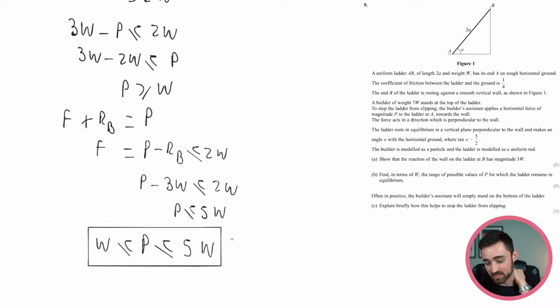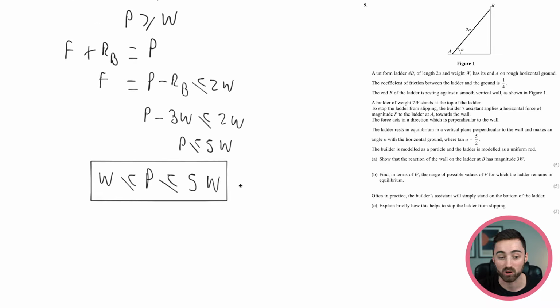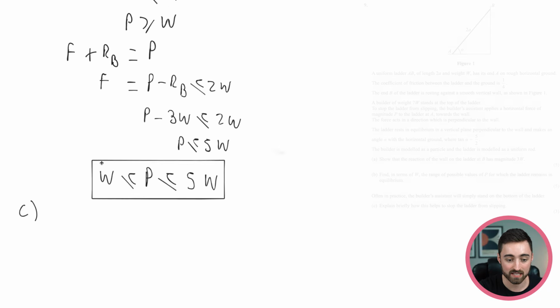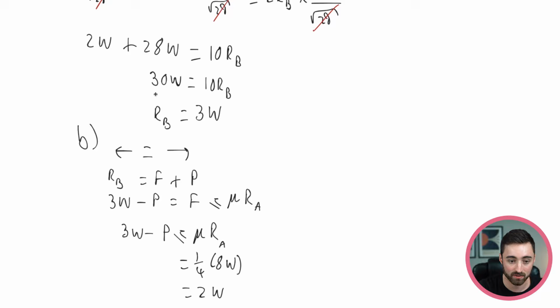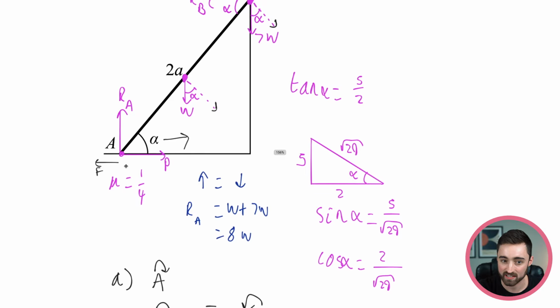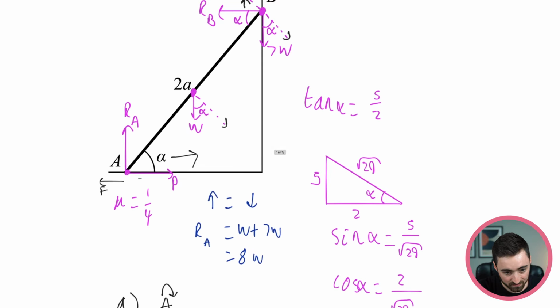Often in practice, the builder's assistant will simply stand on the bottom of the ladder. Explain how this helps to stop the ladder from slipping. Okay, so let's imagine that he's standing on the bottom of the ladder. So now, I suppose this is a bit interesting, isn't it? Because you're obviously trying to stop the ladder slipping this way, but you're now not even going to be applying a horizontal force, are you?